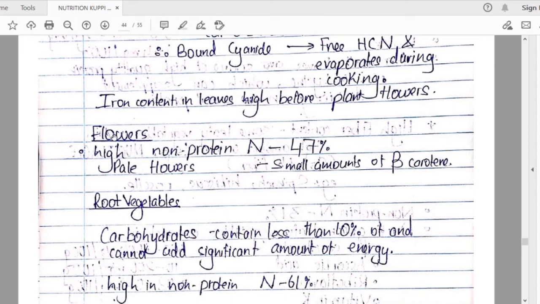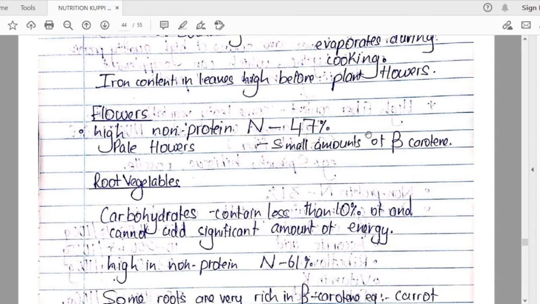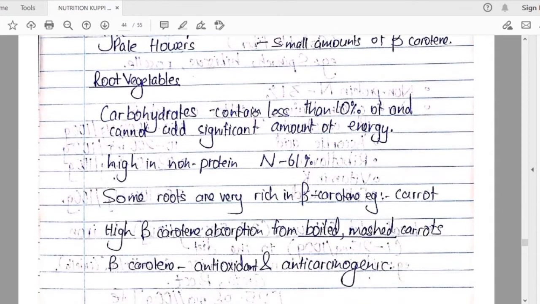Then udaharanayak washing samara then flowers samanin aharak widiyata ganna. Etukota eka me high in non protein nitrogen 47%. Either pale flowers contain small amounts of beta carotene.